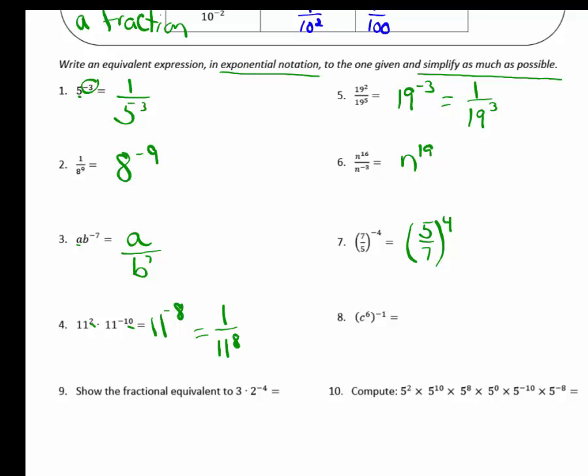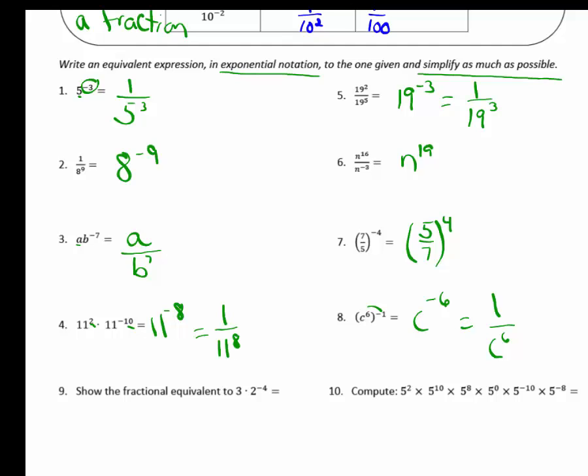Here now we have a power to a power, so I have to multiply. C to the negative 6. Rewrite that as 1 over c to the 6th. Oh, I forgot number 9. Sorry, I keep doing that. Show the fractional equivalent to 3 times 2 to the negative 4.